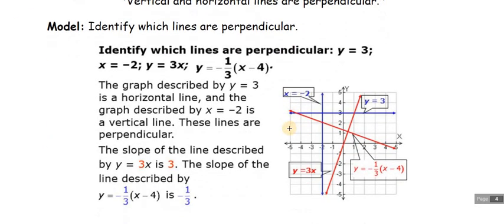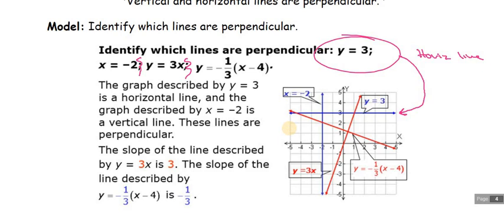So here's a model. There are 3 different equations that are written here and graphed. And we want to determine, oh, there's actually 4. One's up here. I missed it. We want to determine which lines are perpendicular. Each of these is represented down here on the actual graph itself. So y equals 3 is a horizontal line that goes through the y value of 3. Technically, horizontal lines have a slope of 0.